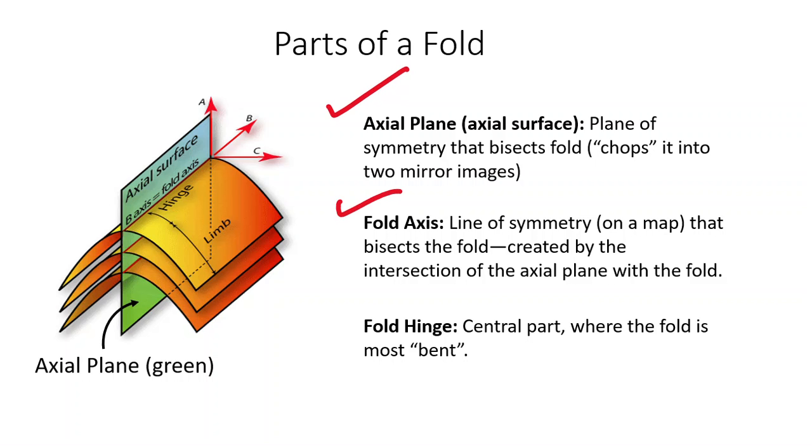Likewise, a fold axis can be thought of as a line of symmetry rather than a plane of symmetry that bisects the fold. And the reason we often like to describe the orientation of a fold in terms of its axis is that that's a convenient way to communicate that orientation on a map. And then again, the very middle of the fold, where in effect the fold is the most bendy, where it flips over from dipping one direction to dipping another direction, that's called the hinge of the fold.